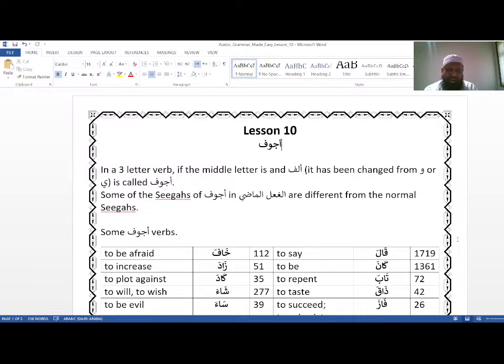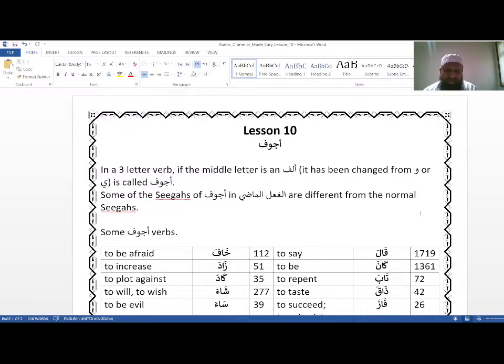In a three-letter verb, if the middle letter is an alif, it has been changed from waw or ya. So this alif is not the original letter. The original letter would be either waw or ya, and the alif was changed from one of these two letters. That verb is called Ajwaf.